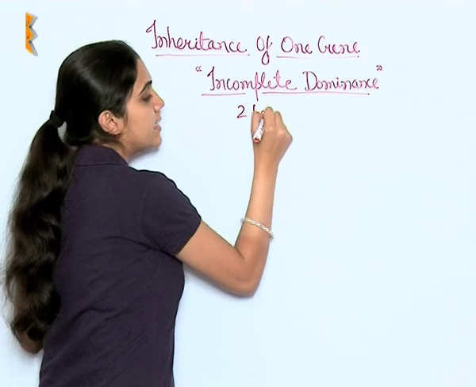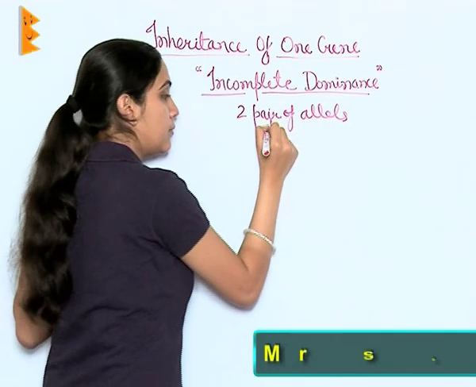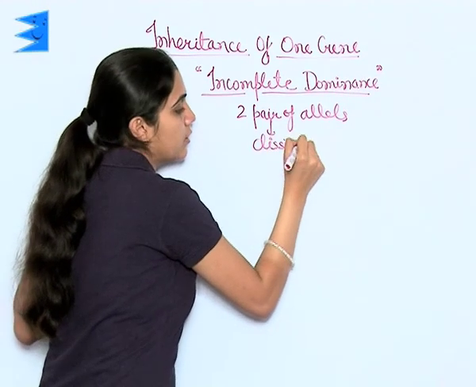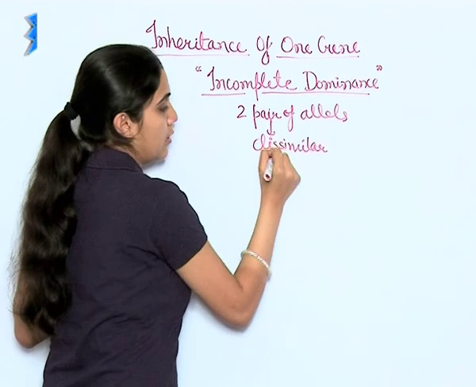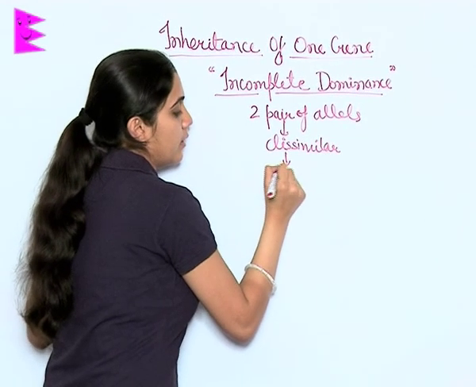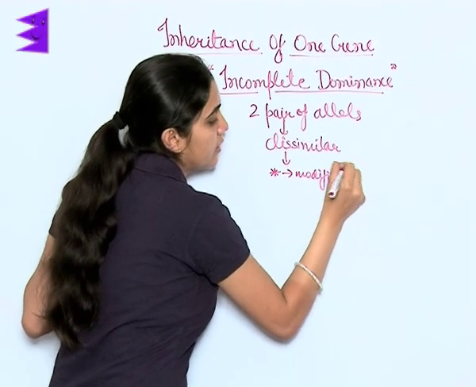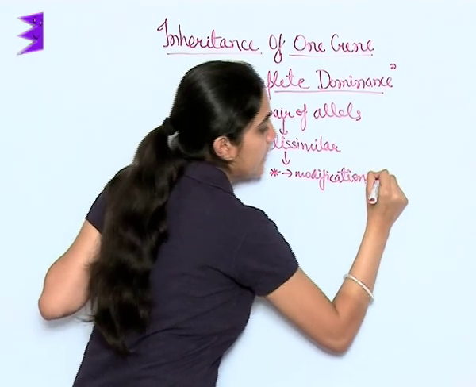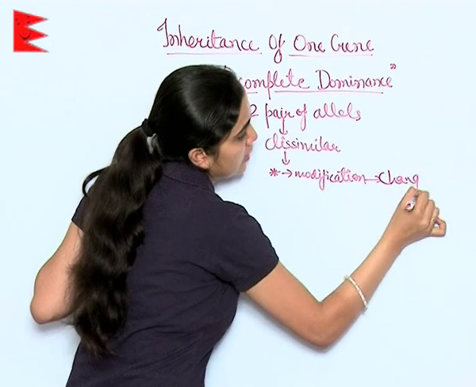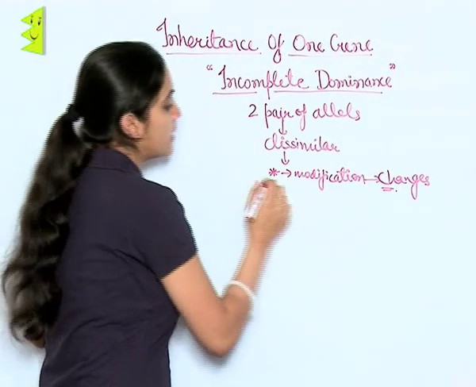Two alleles, they may be dissimilar in nature. Now, one may undergo modification, and after modification certain changes will occur. Let us understand with an example.